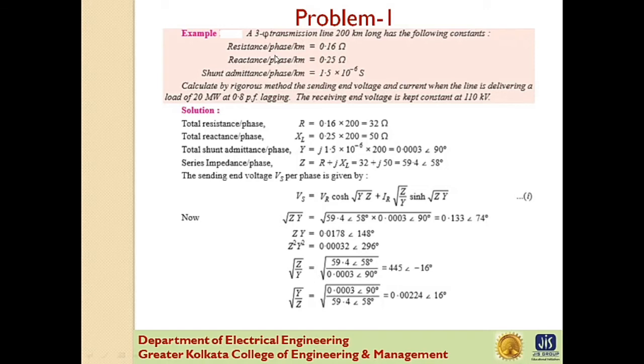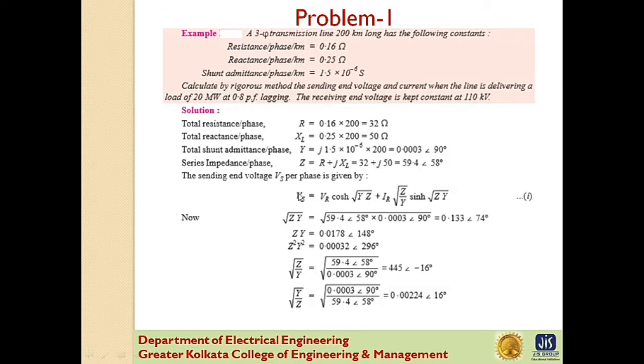Now total resistance can be obtained by resistance per kilometer into total length of the line, that is 0.16 into 200 equals 32 ohm. Similarly, XL is equal to 0.25 into total length 200, equal to 50 ohm. Susceptance, shunt admittance Y, j 1.5 into 10 to the power minus 6 into 200, that is equal to 0.0003 angle 90 degree. And series impedance Z equals R plus jXL, so 32 plus j50, that is equal to 59.4 angle 58 degree.